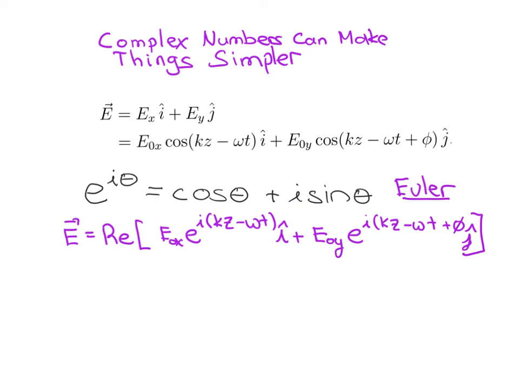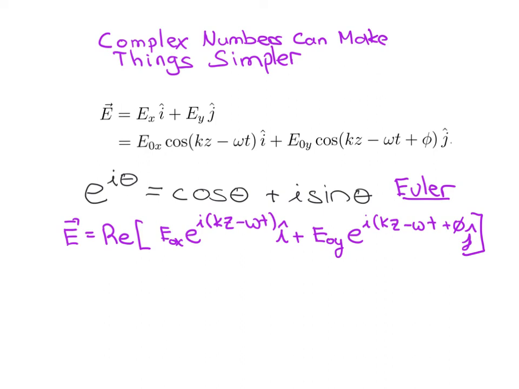And so Euler's formula means that we can alternatively represent this real quantity of the electric field by taking the real part of these two quantities that involve complex exponentials. The real part of e to the i (kz minus omega t) is just cosine(kz minus omega t) according to Euler's formula. Now, why is that a useful thing to do?